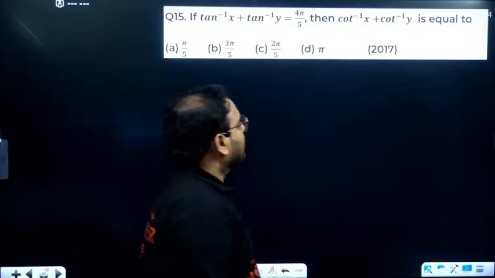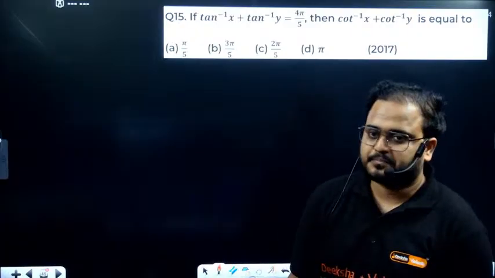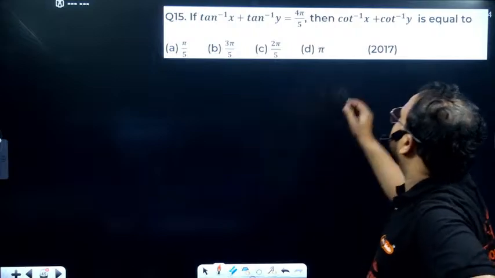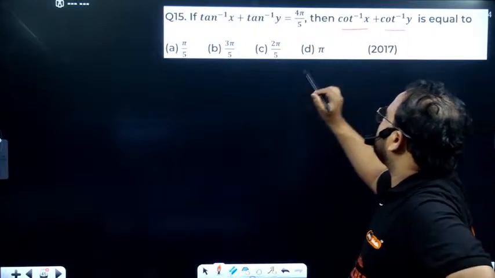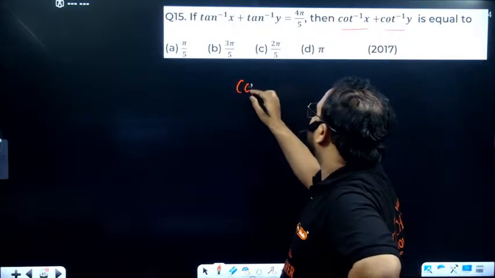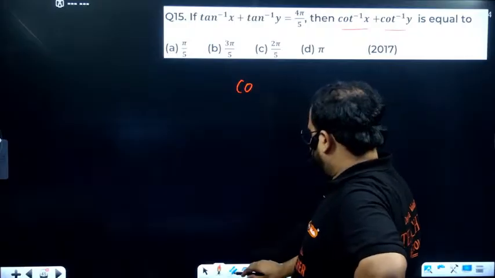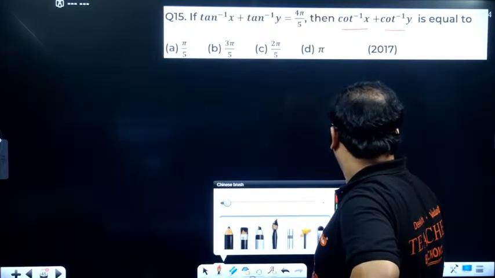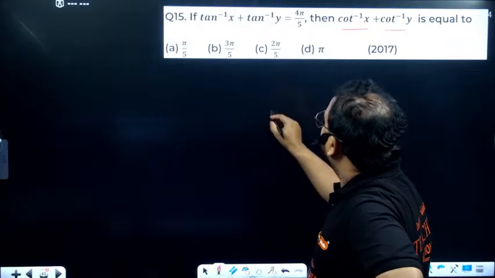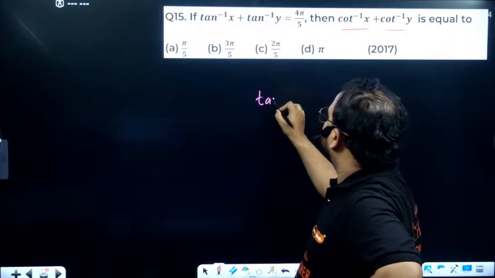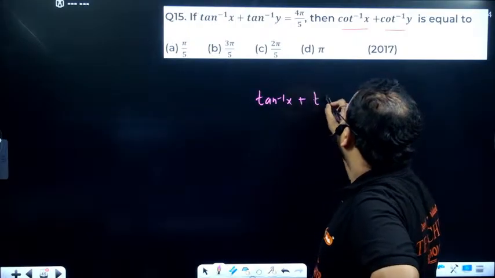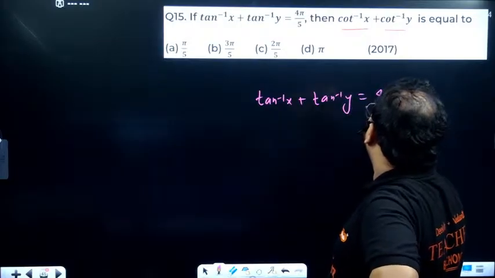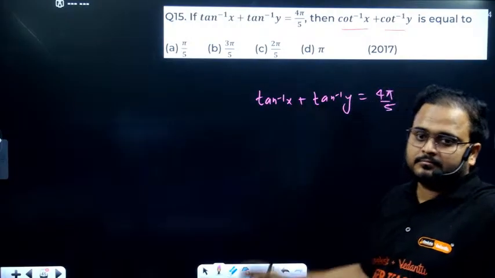Okay, this is our last question of the day. If tan inverse of x plus tan inverse of y is 4 pi by 5, what is the value of cot inverse of x plus y? Okay, sir, let's go. What they've given is not this. They've given us this value: tan inverse of x plus tan inverse of y is 4 pi by 5. Have a look.